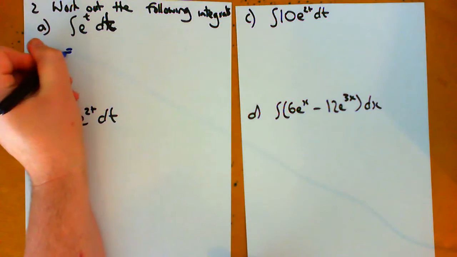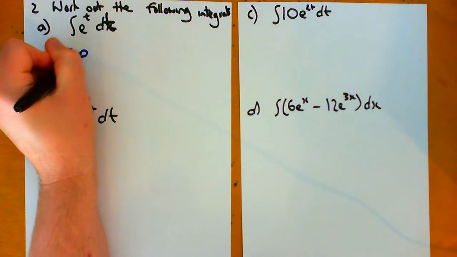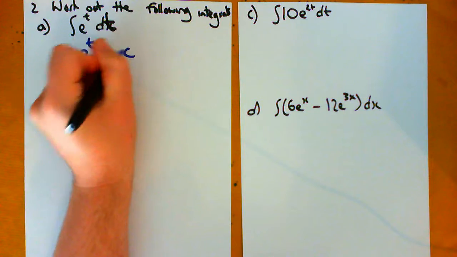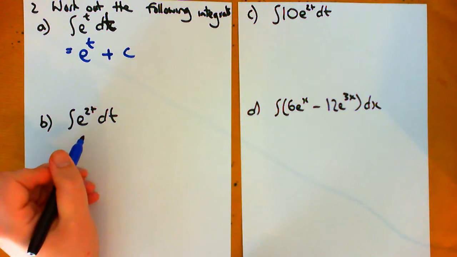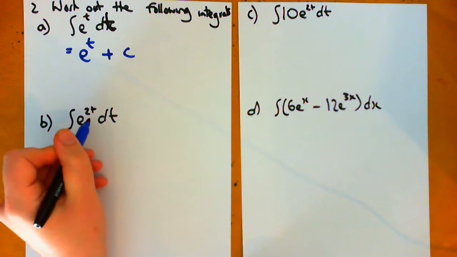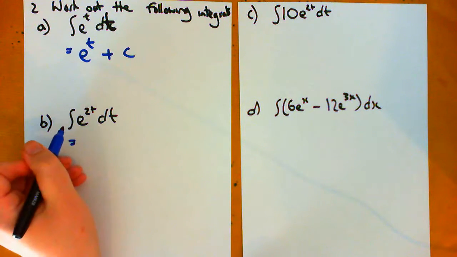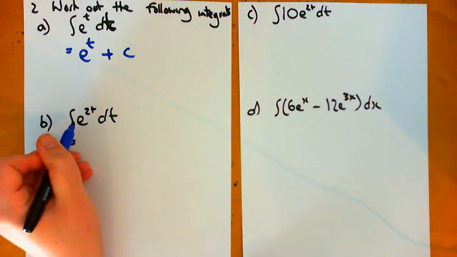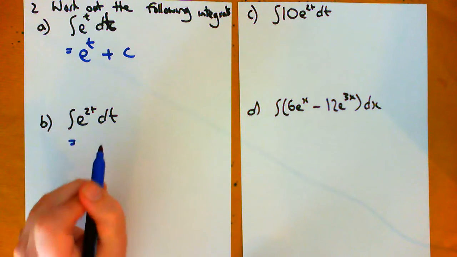And the integral of e to the t, well, we're changing just a letter, but the concept remains the same. So that's still e to the t. Now what about the integral of e to the 2t? If we were to differentiate that, we would get e to the 2t, the power would stay the same, but we need to multiply by 2 by the chain rule. So we would get, if we were differentiating, 2 e to the 2t.